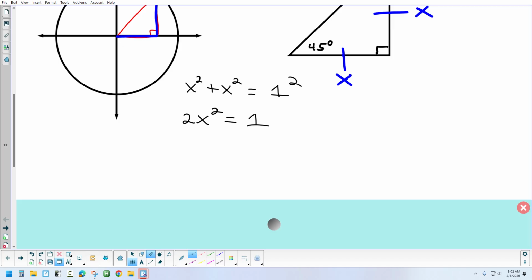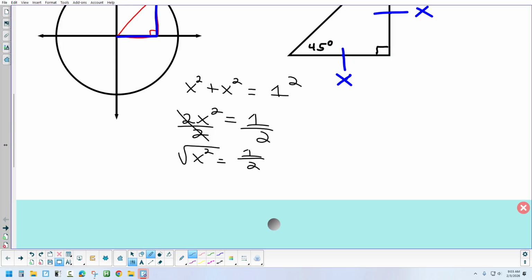2 steps left. What would be our next step to get x by itself? Divide. Yep, divide, and what would I divide by, Lucas? 2. So divide each side by 2. Okay. Is x by itself? No. X is being squared. We don't want to know x squared, we want to know x. So what am I going to do to get rid of squaring? I have to square root.